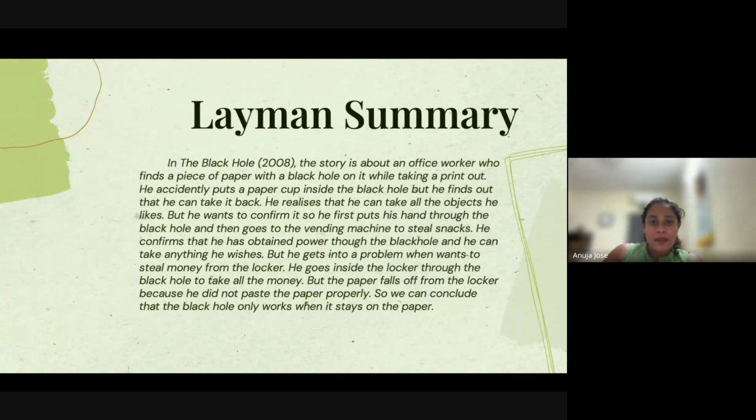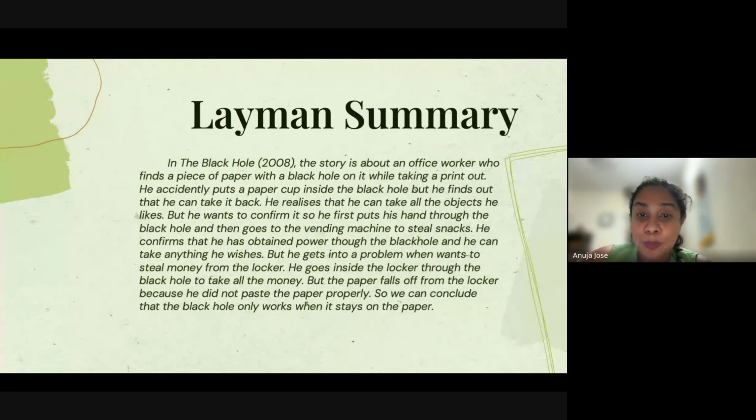Ma'am, this is a layman summary. A person who's not experienced in academic writing would write: Basically, in the black hole, the story is about an office worker who finds a piece of paper with a black hole on it while taking a printout. He accidentally puts a paper cup inside the black hole, but he finds out that he can take it back. He realizes that he can take all the objects he likes, but he wants to confirm it. So he puts his hand through the black hole and then goes to the vending machine to steal snacks.